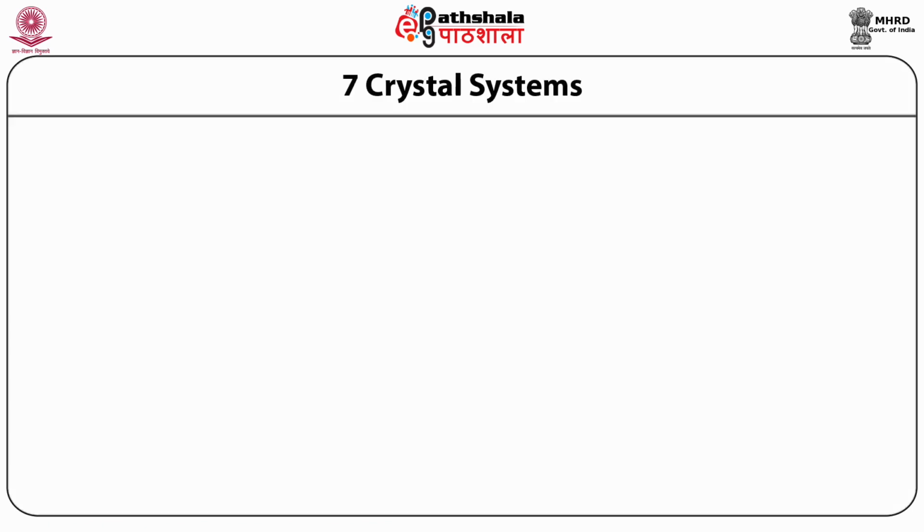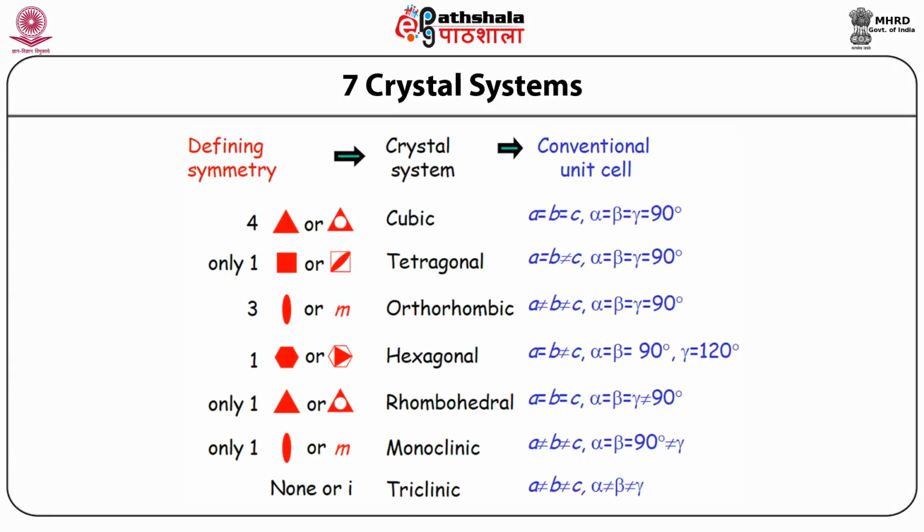For example, the minimum symmetry condition of the 7 crystal systems is shown in the figure. According to this, a cubic system has 4 three-fold rotation axes and this forms the minimum requirement.